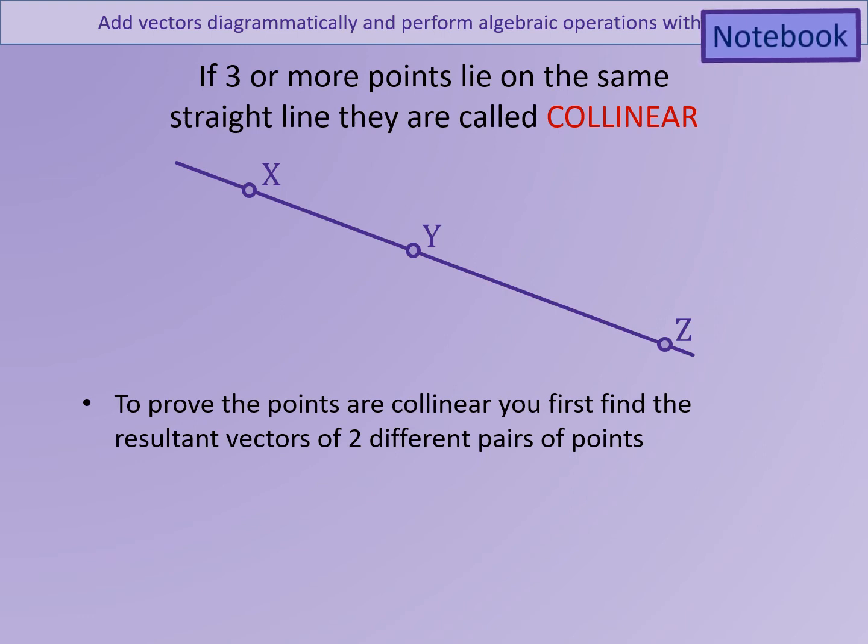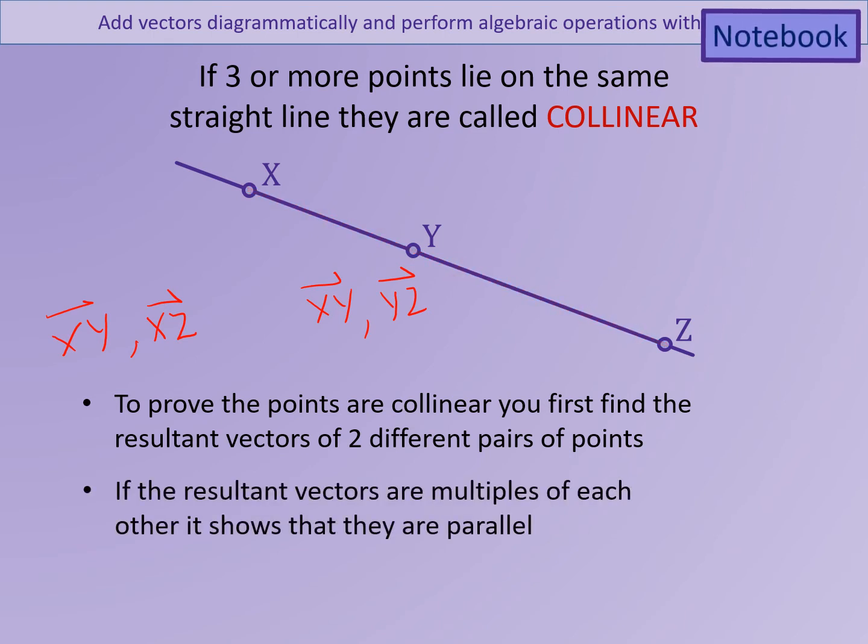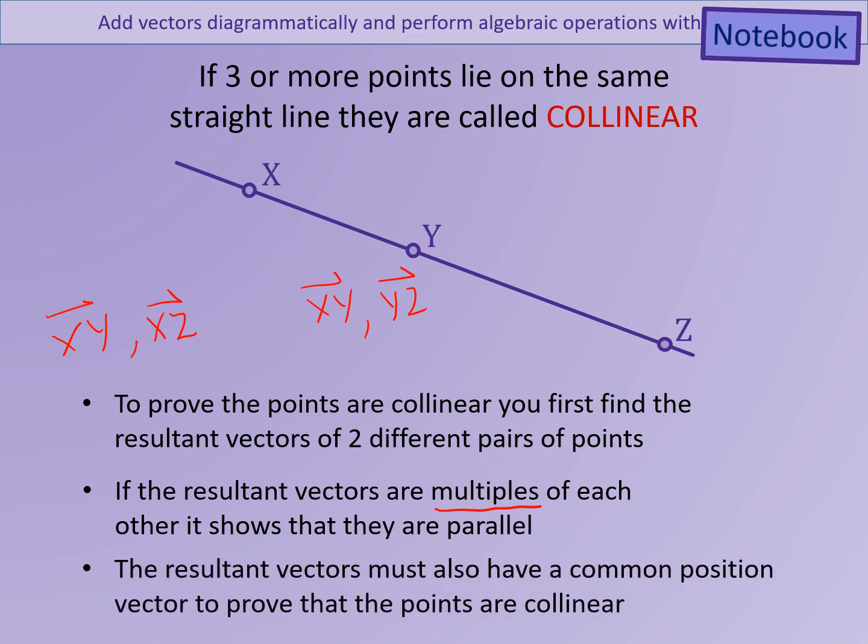First of all, we need to work out the resultant vectors between 2 pairs of points. So we could take the vector xy and the vector xz, or we could take the vector xy and we could find the vector yz. Either of these 2 different possibilities would lead to us proving the same thing. If the resultant vectors are multiples, then that is telling us that they are parallel to each other. So that's the first thing that we would have to do.